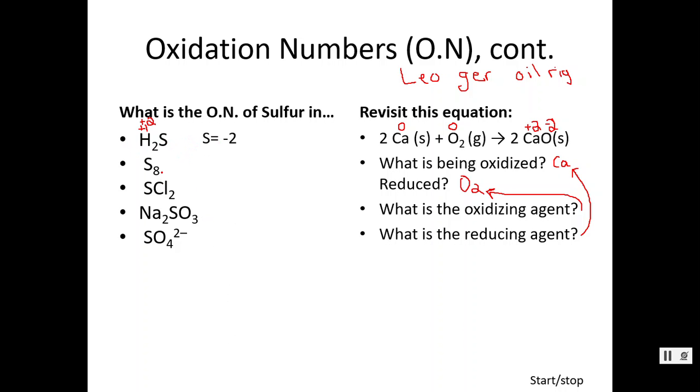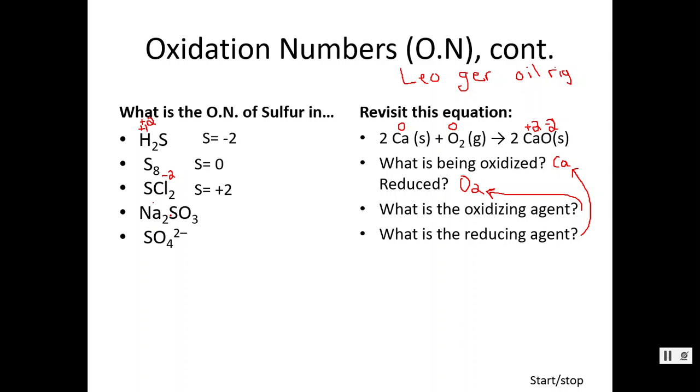In this next compound, we have sulfur all by itself as an element, bound to 7 other sulfurs in S8. But the charge on any element by itself is a great big fat 0, so sulfur in S8 is 0. Now we've got sulfur bound with chlorine. Remember that chlorine, a halogen, is -1. There are 2 of them, so that part of the molecule is -2. So for the charge of the overall molecule to be 0, the sulfur in SCl2 must be +2.